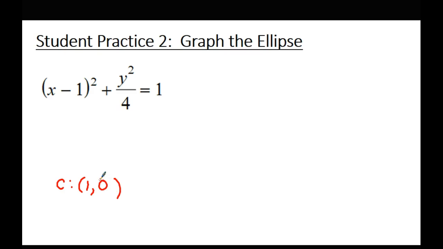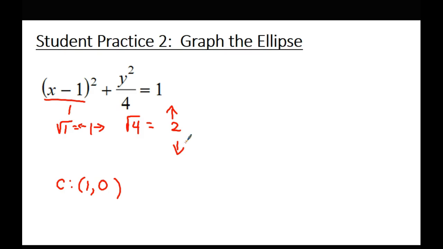Good. And then I'm going to ask Cassidy, what is the left and right radius, if you will? It's 1, right? Because this is over 1, so we take the square root of that, which is 1, and that tells us how far to go left and right because it's underneath the x. All right, Vanessa, what is the up and down axis value going to be? It is 2. We take the 4, square root it, and that tells us how far to go up and down.